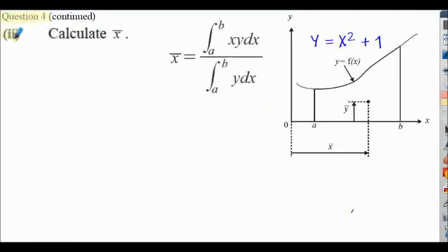Question 4, part 2. We have to calculate the x bar location, shown here. Here's the formula for x bar. Note we've already calculated the denominator, that relates to the area of the curve. What we need to do now is to calculate what's called the first area moment, that's the numerator. And we need to replace the y term in this integral with y is equal to x squared plus 1. That's the equation of the line. The full work solution is shown on the following slide.